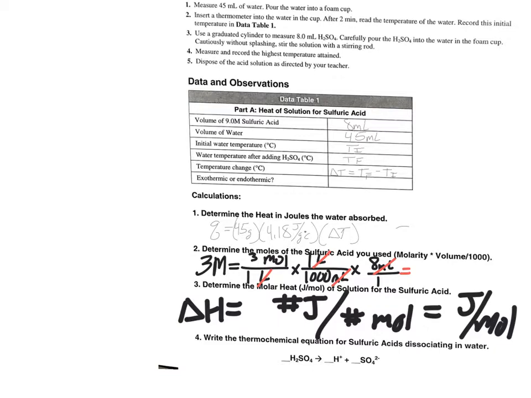So now in number 4, you can balance the equation for sulfuric acid dissociating in water, and you can put your answer to number 3 on the correct side of the chemical reaction showing endothermic or exothermic, or you can write the delta H as being positive or negative depending on if this calculation is endothermic or exothermic.